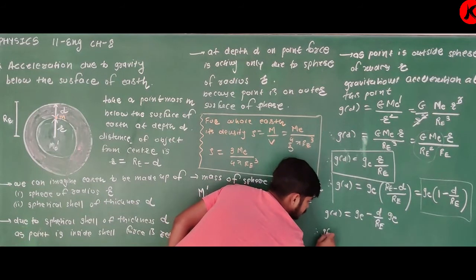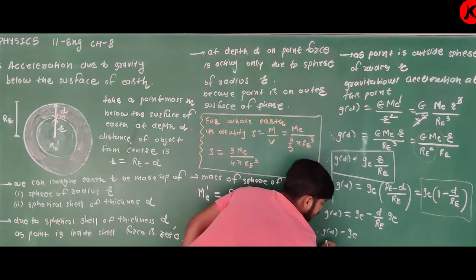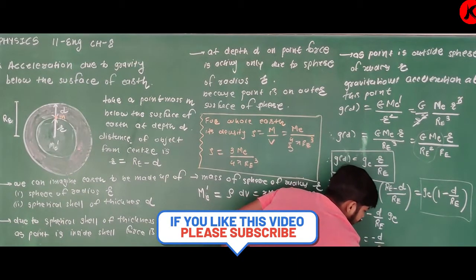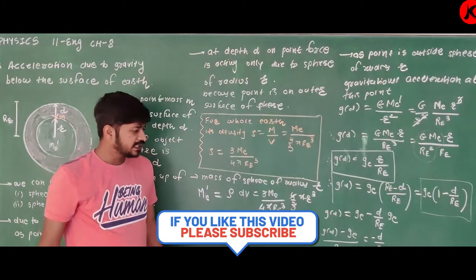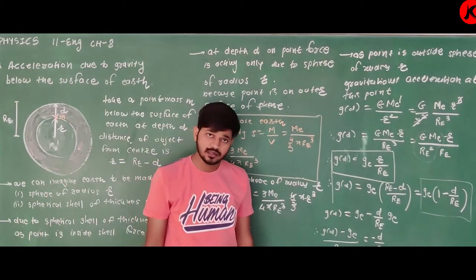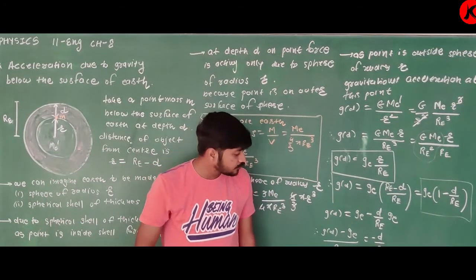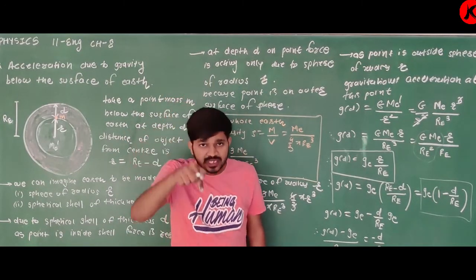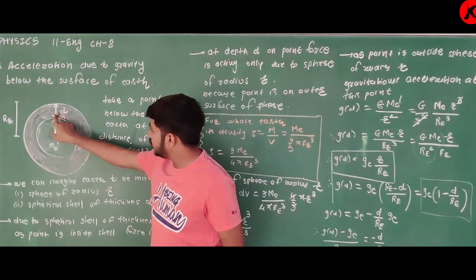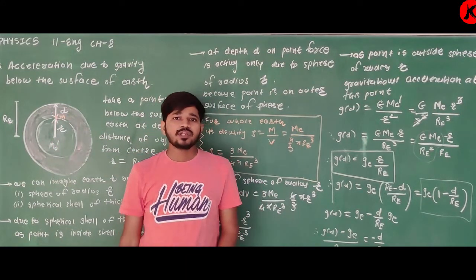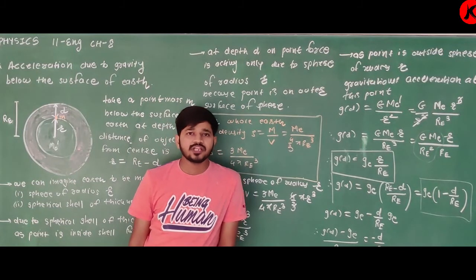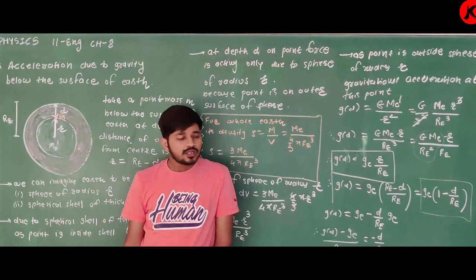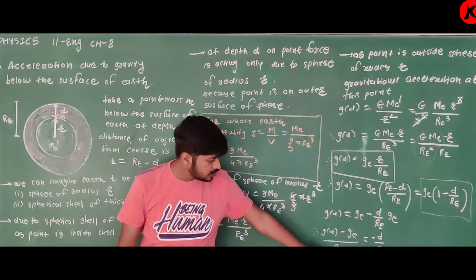So therefore, (GE − GD)/GE is equal to D/RE. So again, as we move inside, what is the meaning of this? As we move inside, if from the surface I am going inside towards the center, gravitational acceleration decreases. Clear? So yes, this equation you also have to remember.